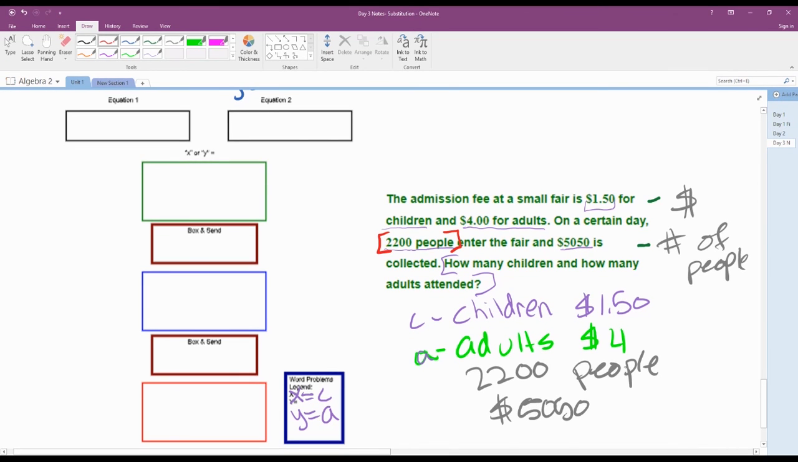2,200 people is how many people got there that day. So what is this total made of? Well, we have the number of people is the number of children and the number of adults. And that's what our C and our A represent.